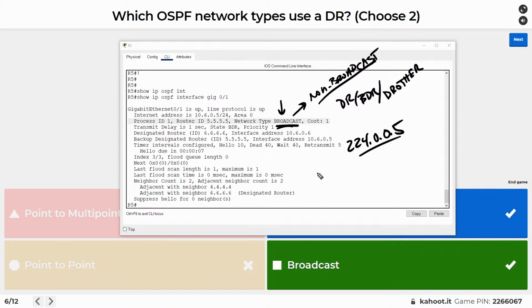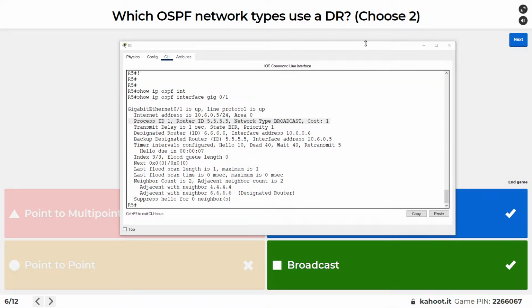There's also a little bit behind the scenes about some dynamic options with that if one side is pointing. But in either case, broadcast or non-broadcast, both of those are going to use a DR or a BDR and a DR other if there's a 3rd device. And everything else, point to point, point to multi-point, is going to use no DR on the network segment that they're connected to. All right, let me move that out of the way.